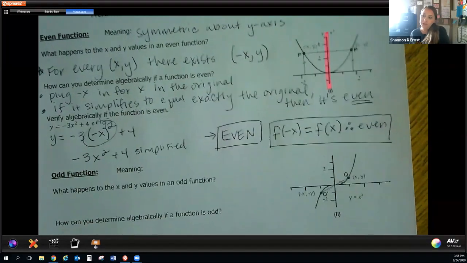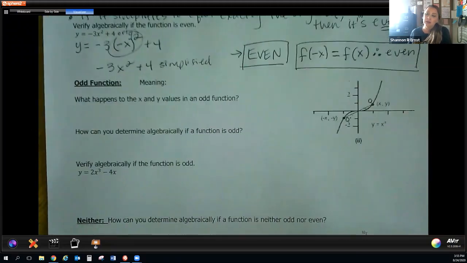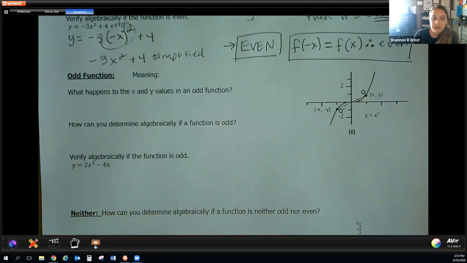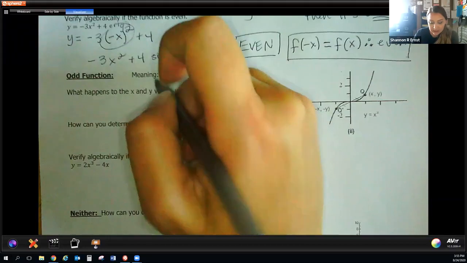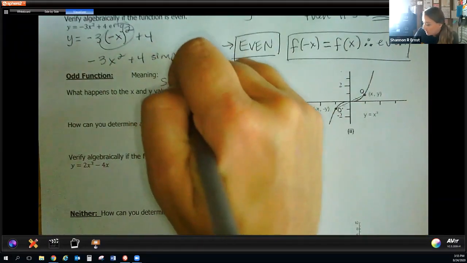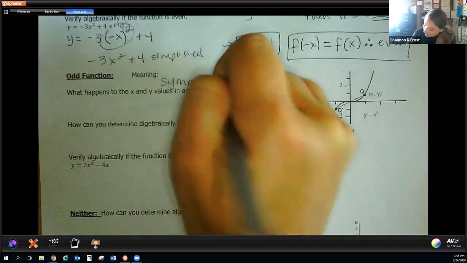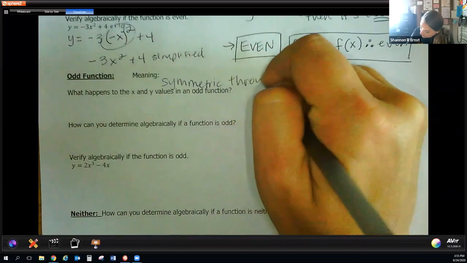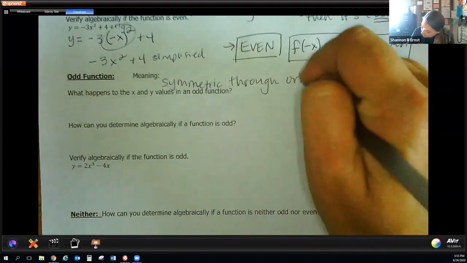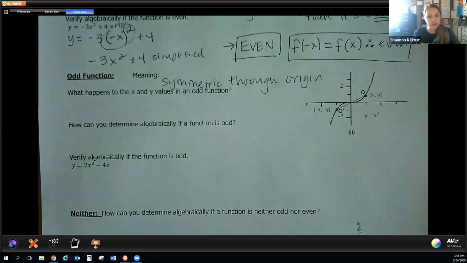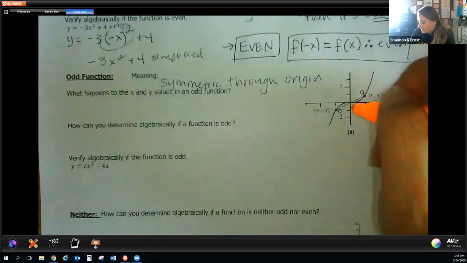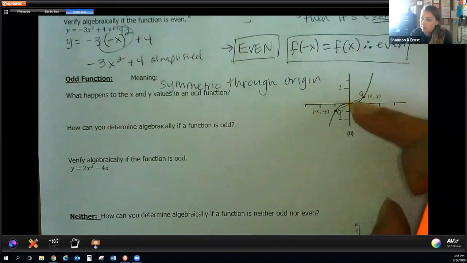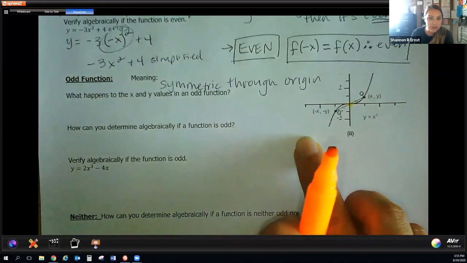Okay, odd functions. How are these different than even functions? So odd functions, their meaning is they are symmetric through the origin. So your origin is always 0, 0. So what that means is that it's symmetric from this quadrant through to the other quadrant.